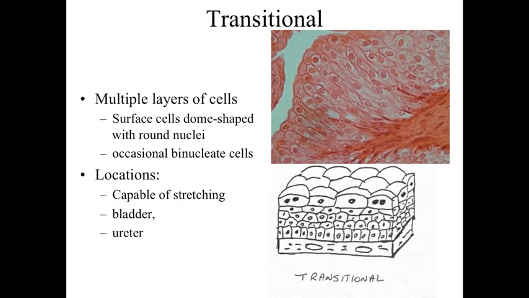And again, these are locations in the body where the epithelium is going to be subject to stretching. And so we'll see a transitional epithelium lining the bladder or lining the ureter.